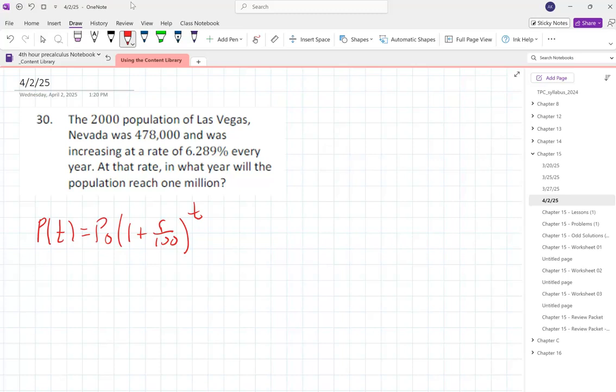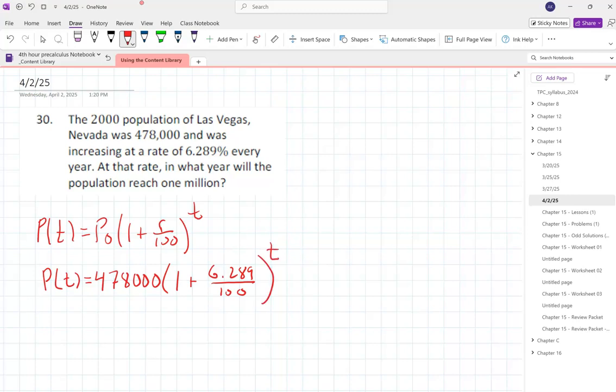So Anthony had asked about number 30 from the homework. It says in 2000, population of Las Vegas was 478,000, increasing by a rate of 6.289% every year. At that rate, in what year will the population reach 1 million? So I'm going to start by writing my model. So my initial amount is that. My R is the percentage.